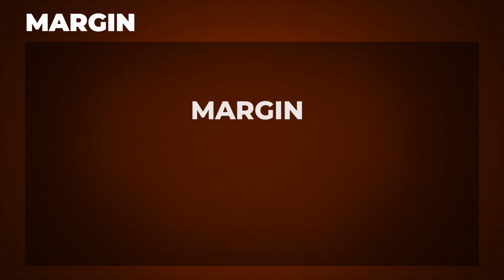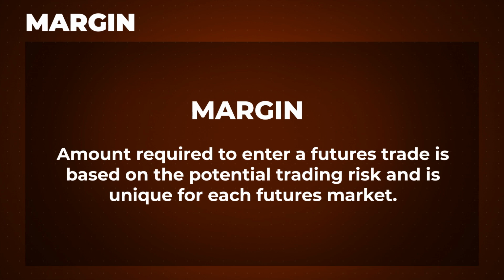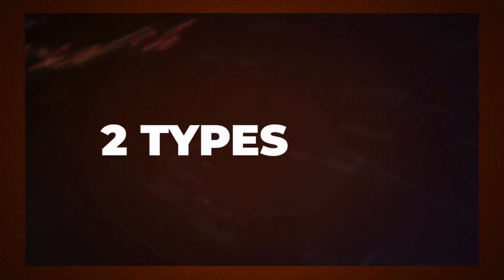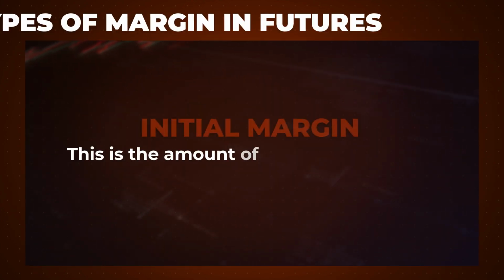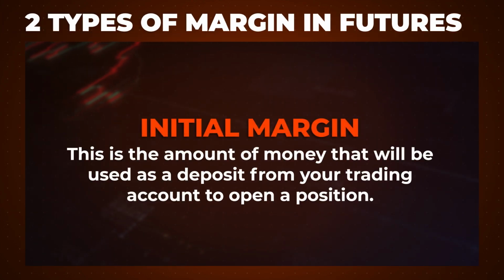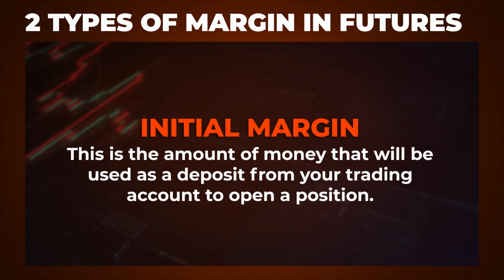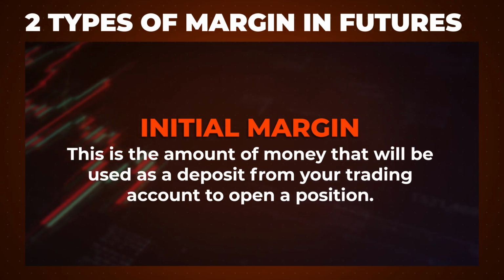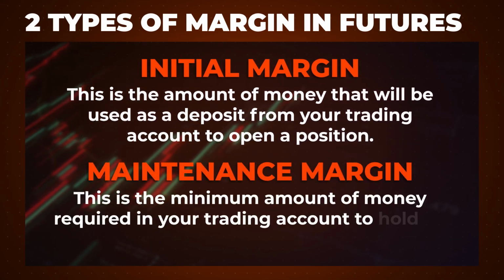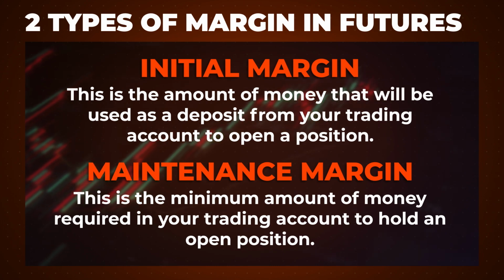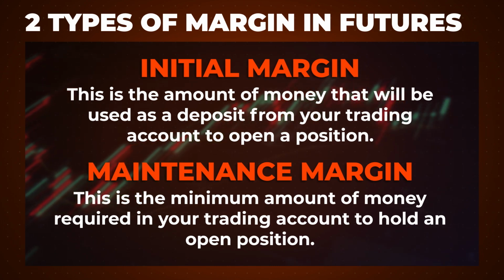The margin amount required to enter a futures trade is based on the potential trading risk and is unique for each futures market. There are two types of margin in futures trading. Initial margin. This is the amount of money that will be used as a deposit from your trading account to open a position. Maintenance margin. This is the minimum amount of money required in your trading account to hold an open position.